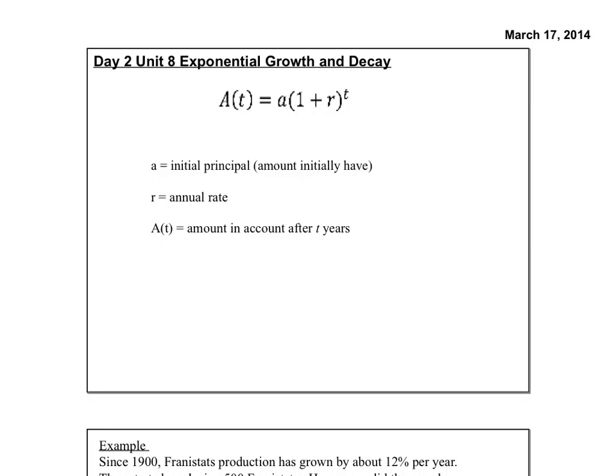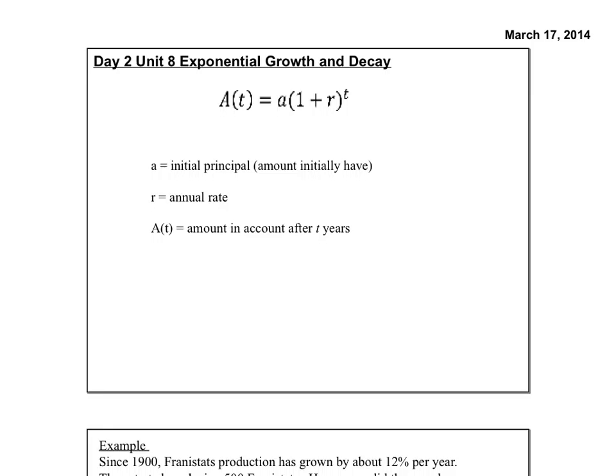So the first one we have is the exponential growth function. You'll see this when things are growing exponentially. The little a here is your initial principal, how much you initially have. You initially have $500, or there's initially 500 atoms in a biological substance. R stands for the rate, how quickly each year or each cycle it's growing. It's a percent that you then change into a decimal.